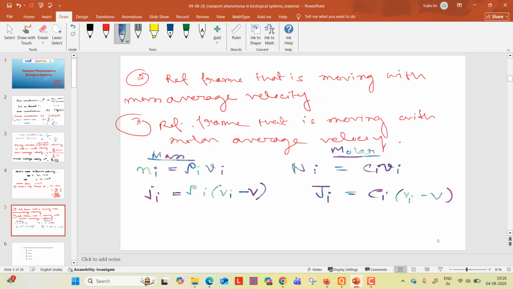And now next comes when the reference frame is moving with respect to molar average velocity. That means the relative mass flux with respect to molar average velocity. So it will be Ji star equals rho i into Vi minus V star, and for molar it will be Ji star equals Ci into Vi minus V star. I think you can now correlate these things.